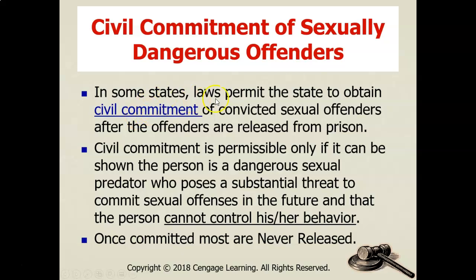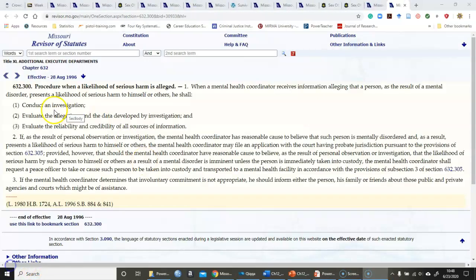So in some states, laws permit the state to obtain civil commitments. Basically, they would go from a prison system to what would be considered a hospital, but it's going to be a lockdown facility, very similar to a prison system, but considered treatment over actual lockdown. And this is one of our statutes as far as when a person could be sent to one of these facilities, and how that would go about.